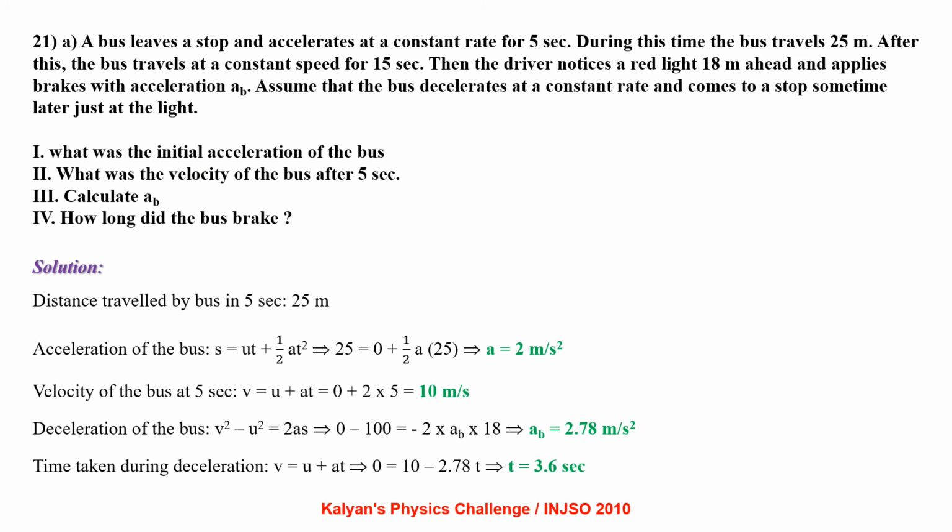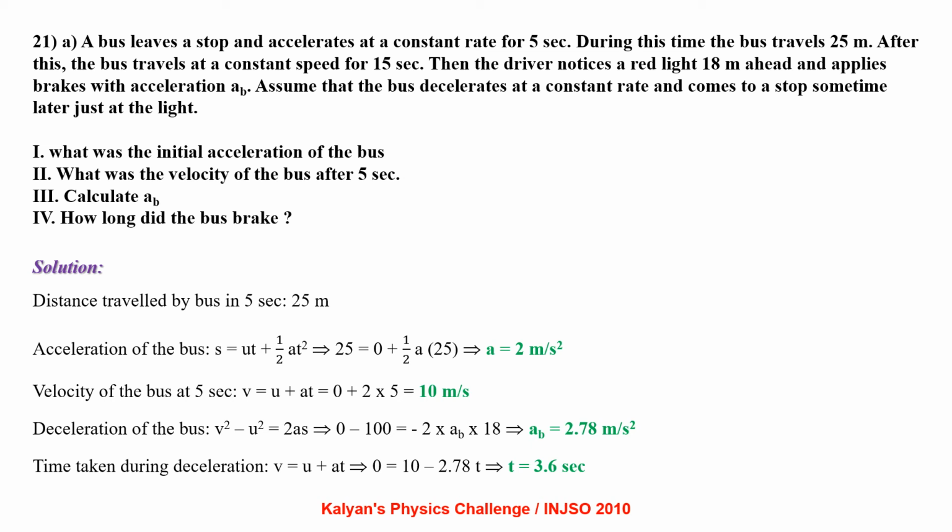A bus leaves a stop and accelerates at a constant rate for 5 seconds. During this time, the bus travels 25 meters. After this, the bus travels at a constant speed for 15 seconds. Then the driver notices a red light 18 meters ahead of him and applies brakes with acceleration AB. Assume that the bus decelerates at a constant rate and comes to a stop sometime later just at the light.